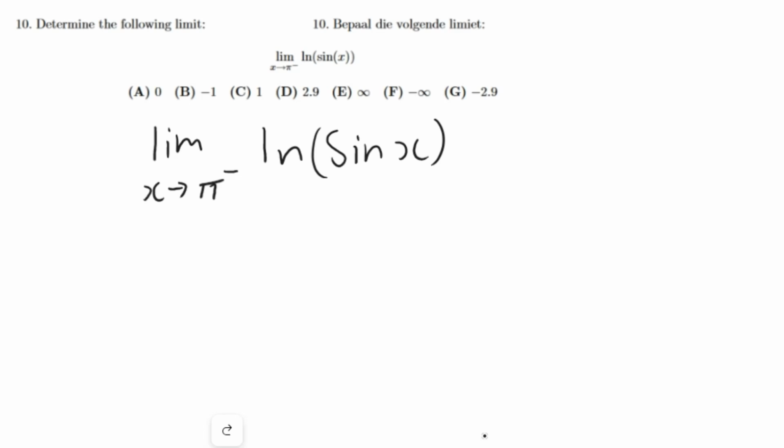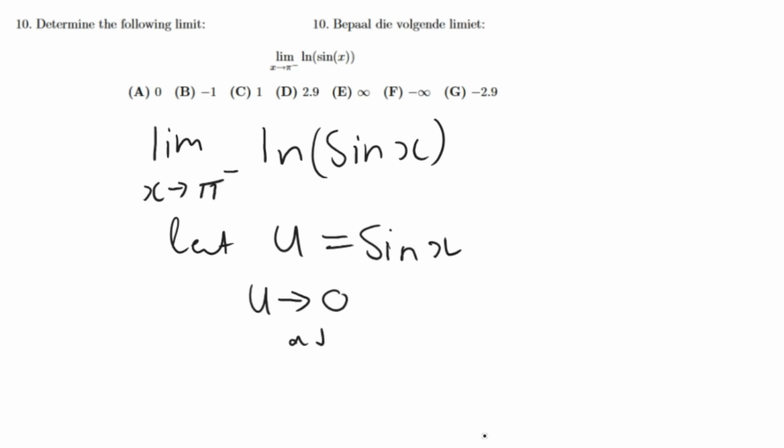Graphically is also the mathematics, but we can just introduce a new variable u to be sine x. Okay, we let it be sine x. We want to check what happens as x goes to pi. As x goes to pi here, what happens? u goes to 0. So u becomes 0 as x becomes pi. Okay, this is what happens.